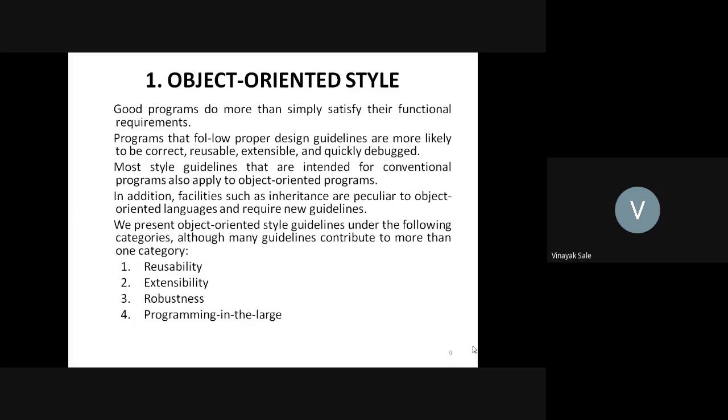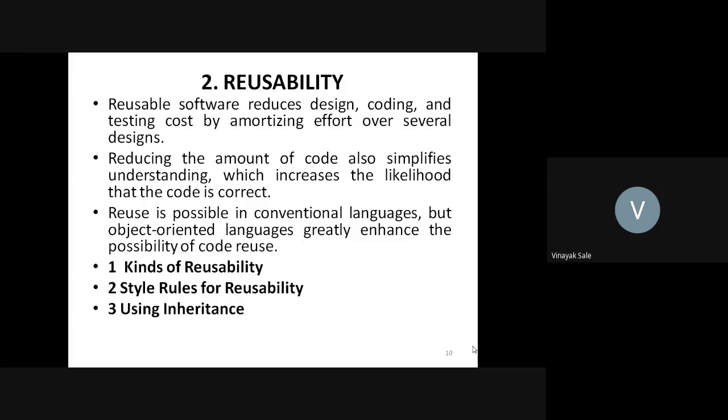We present object-oriented style guidelines under the following categories, although many guidelines contribute to more than one category. First, reusability; second, extensibility; third, robustness; fourth, programming in the large. We'll see them in detail one by one. First is reusability.